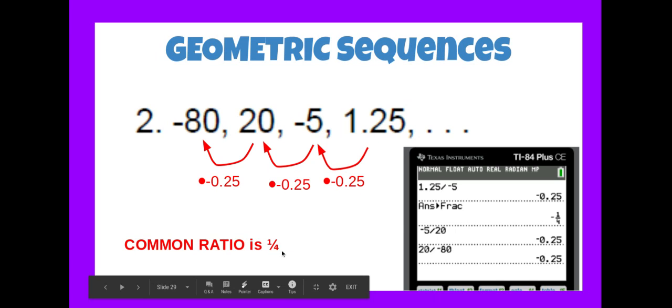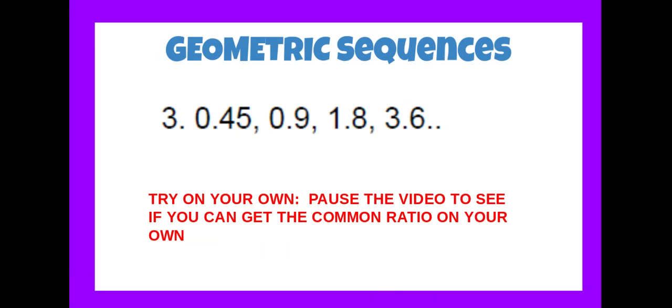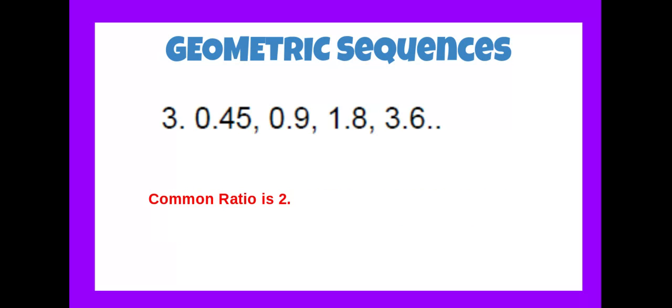Okay? So what I want you to do is pause the video and try this one on your own to see if you can come up with the common ratio on your own. Hopefully you came up with a common ratio of 2. When you divided backwards, 2 should have come up. Otherwise, please go back and try that again. If you got that, then great. We're going to then move forward.